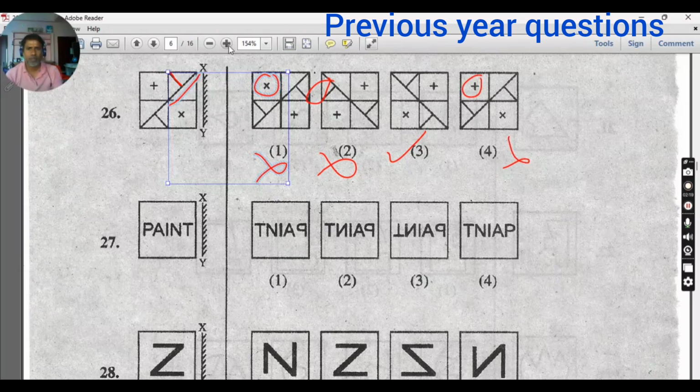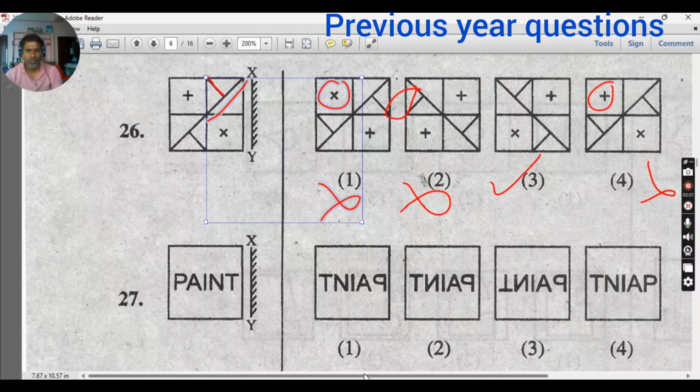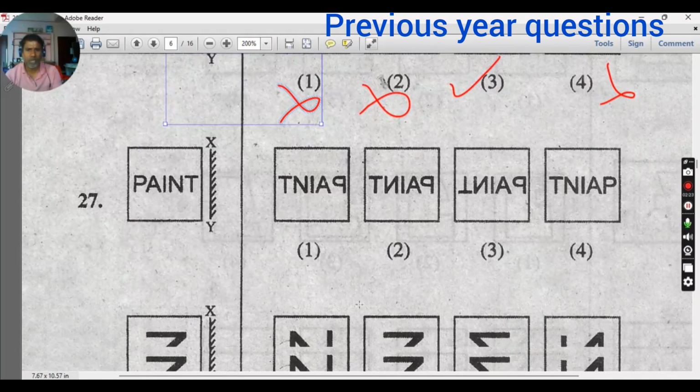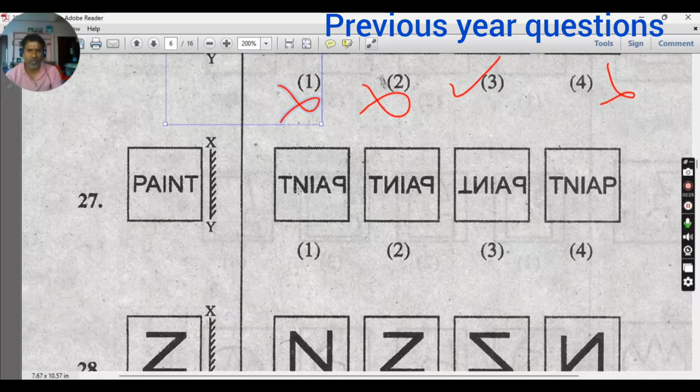Next, you see this question, PAINT, paint. First T has to be reversed. N, so you see here N is not reversed, this is wrong. T okay, N okay, I okay, A okay, P is also okay, this is correct. Here T is reversed, it will not happen in mirror image, this is wrong. Here T okay, N is not reversed, this is wrong.